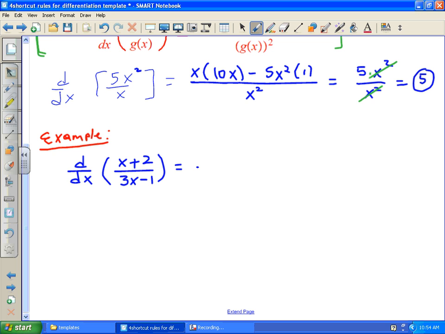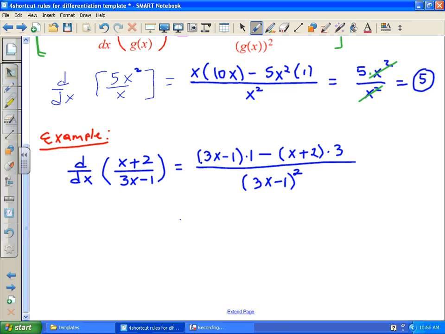Again, I'm going to take the lower one, the low d high. So the lower one is 3x minus 1 times d high. Derivative of the higher is what? Derivative of x plus 2 is 1, minus high d low. So the higher one is x plus 2, and the derivative of the lower one is 3. Everything divided by the entire denominator squared.